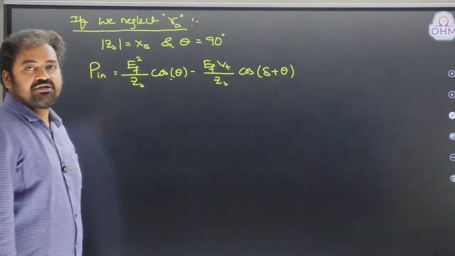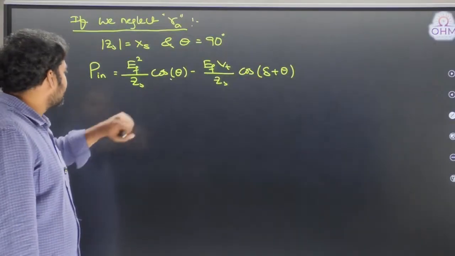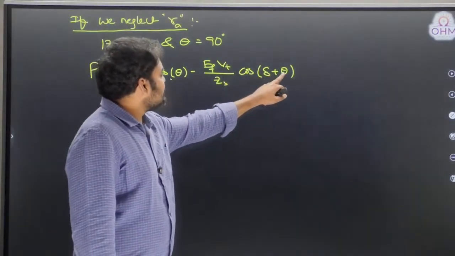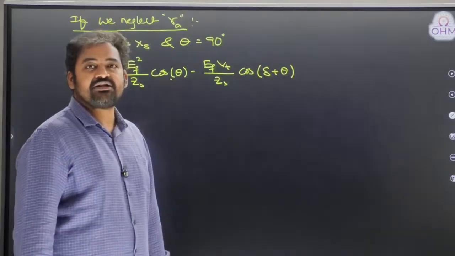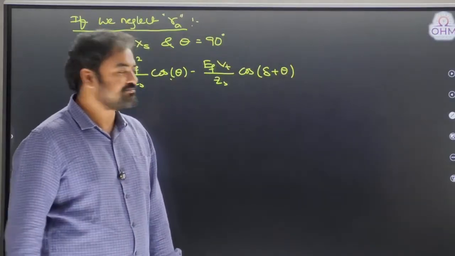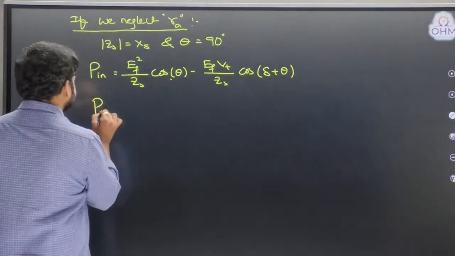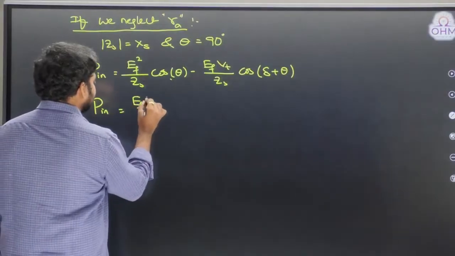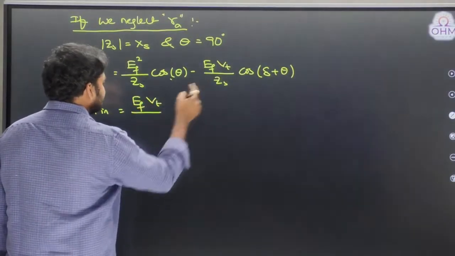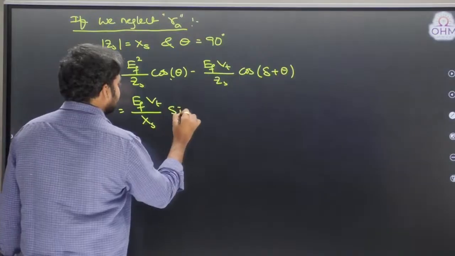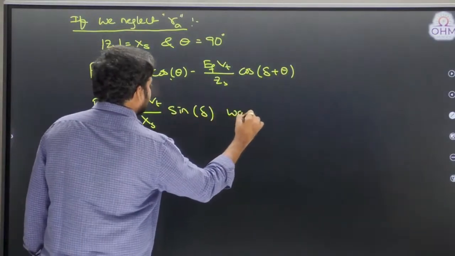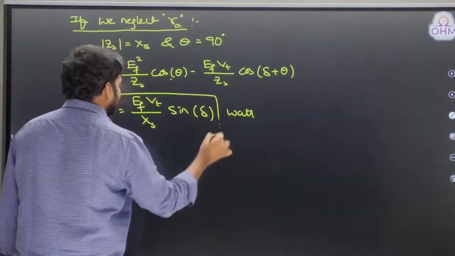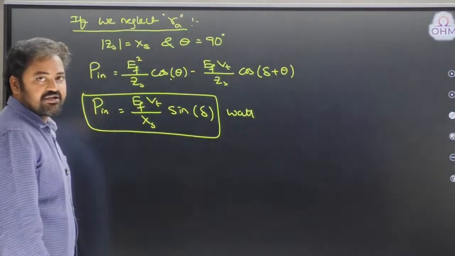What is cos 90? Is it not 0? Therefore the first product becomes 0. What is cos(90 plus delta)? Cos(90 plus delta) will be minus sin delta. Therefore overall it will become EF into VT by ZS, which becomes XS, sin delta. So look at this. This is the formula for input power if armature resistance is neglected.